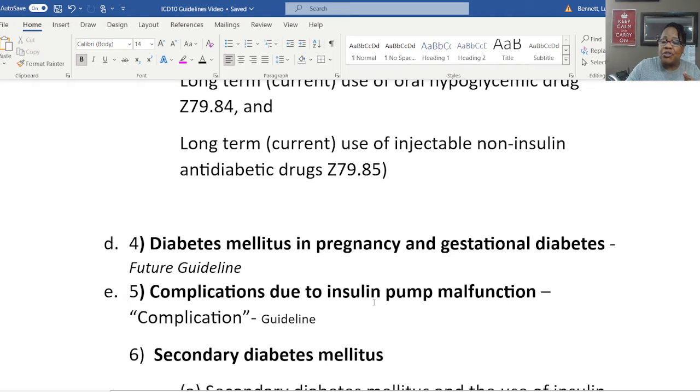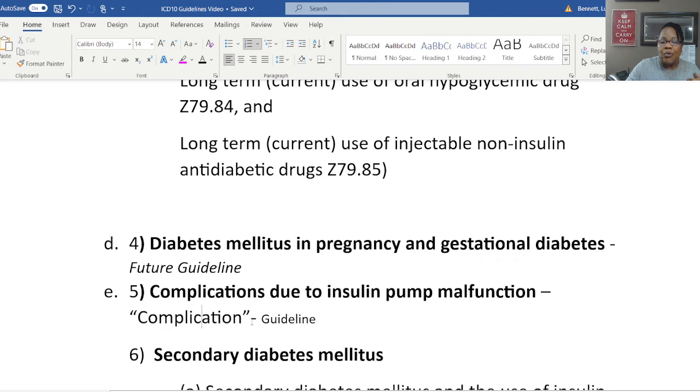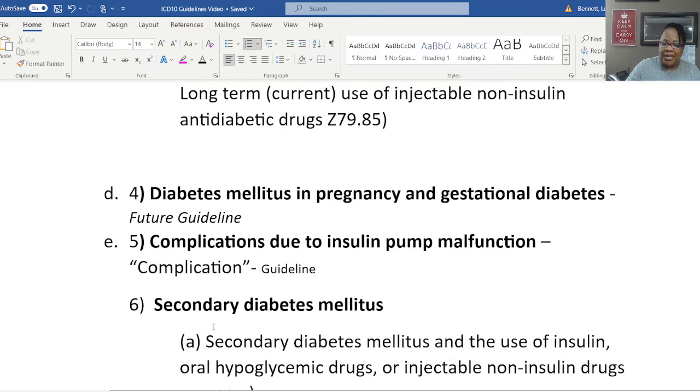So again, with this category, with number 5, a complication due to an insulin pump malfunction is considered a complication. And so you should be under the main term complication when you're identifying that there was a complication in the insulin pump malfunction. So not under diabetes, under the main term complication.